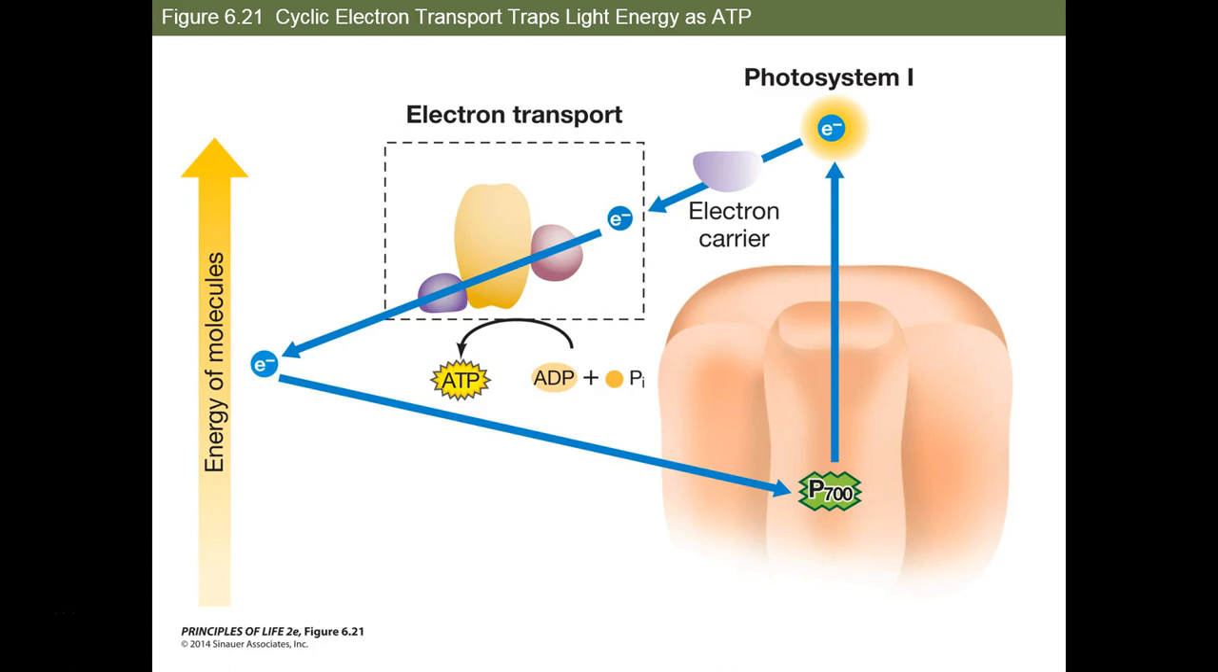Figure 6.21 illustrates the cyclic transport photosystem 1. As the chlorophyll becomes excited, it ejects an electron. That electron is then passed down the electron transport chain, producing ATP. That electron then eventually returns back to that chlorophyll. Again, this is cyclic transport, meaning the electron never leaves the photosystem. This only occurs within photosystem 1.